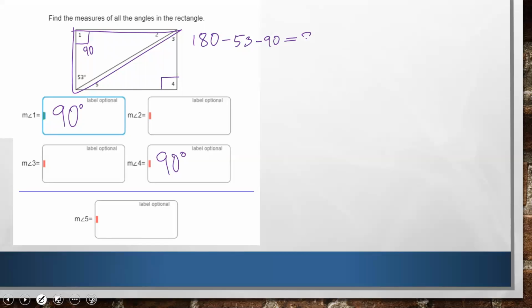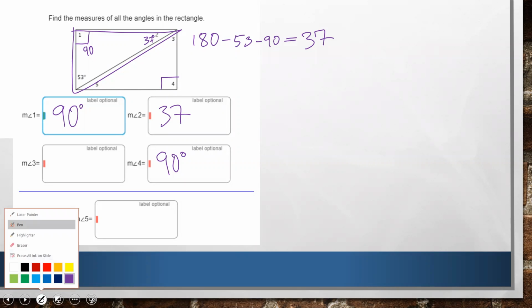Which gives me 37. Let's look at angle 2. Oh, sorry, I just completed that. 37. Okay, now I know this is 37. Now, everything else is given to me.